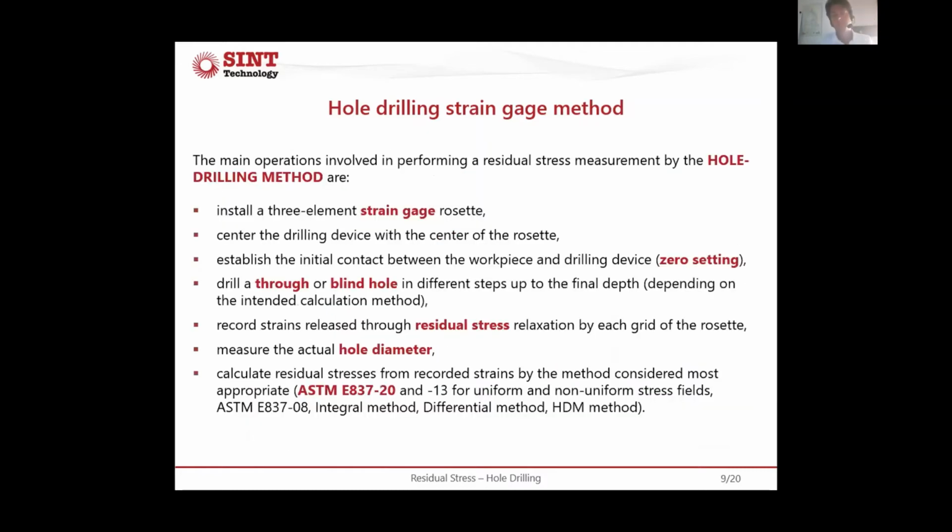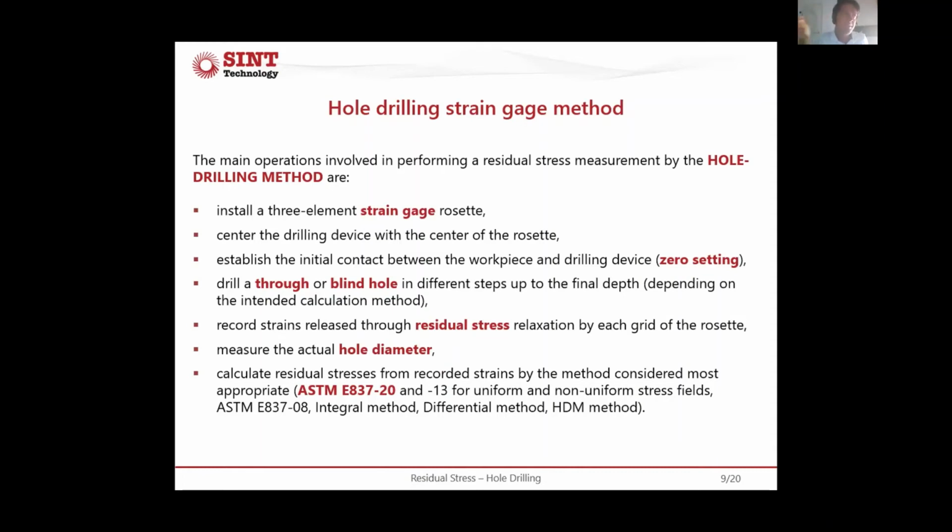And as we said, this method involves some activities because we have to install a strain gauge. So if we want to summarize in a few words the main activity for this test, we have to first install a strain gauge, then position the drilling machine into the center of the strain gauge, approach the surface and stop the system as soon as we touch the surface. It's a sort of zero point, starting point of the test, and then drill the hole. Drill the hole in different steps up to the final depth.